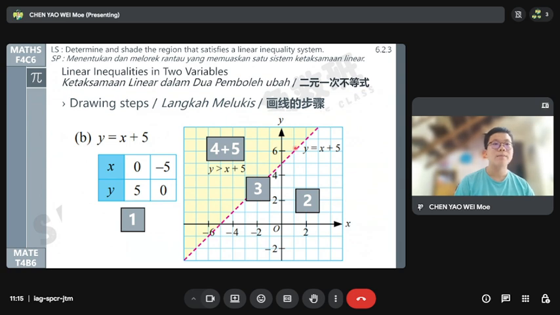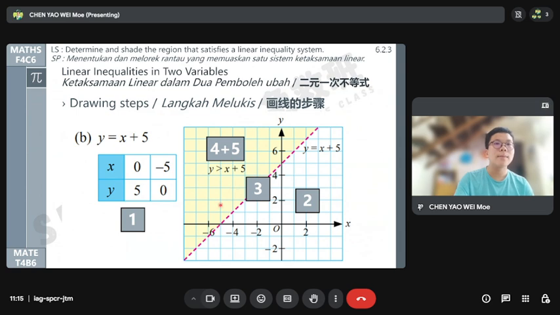And remember, if it is a dashed line, also called a dotted line, please do it like this. Or you can just draw a straight line and erase the parts so that it becomes like this.